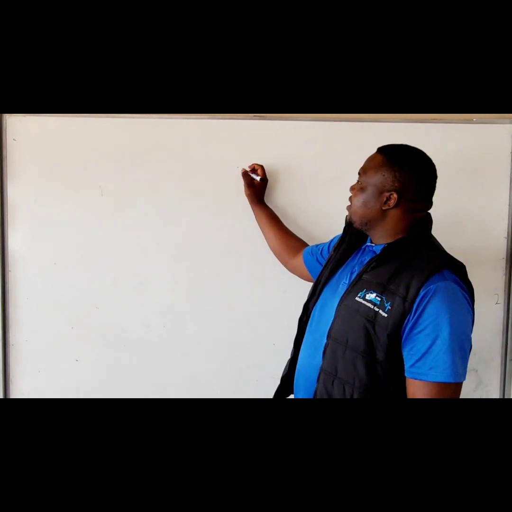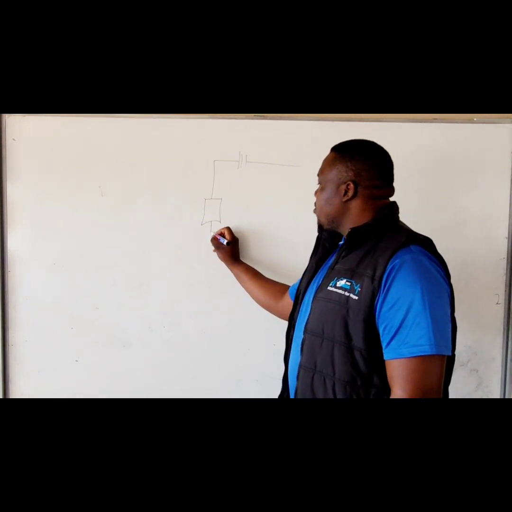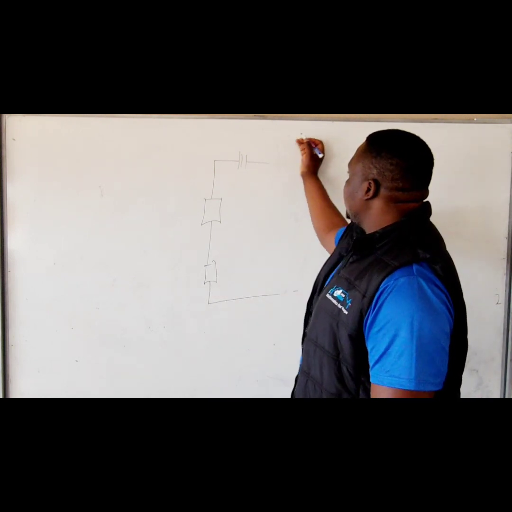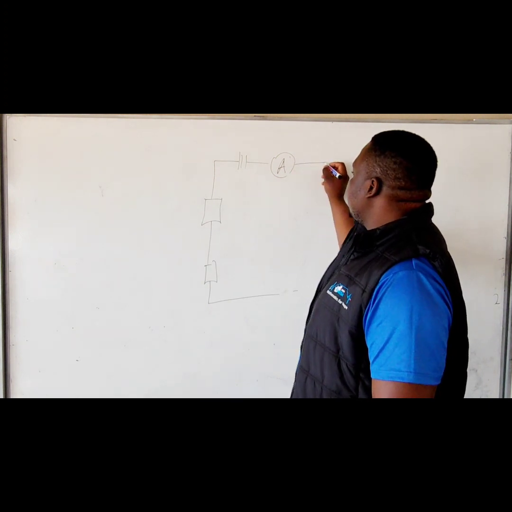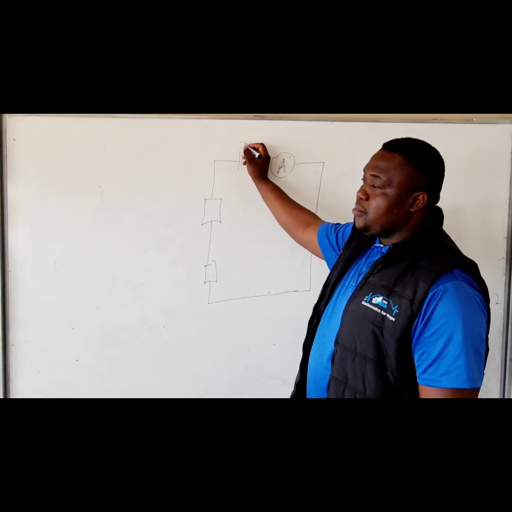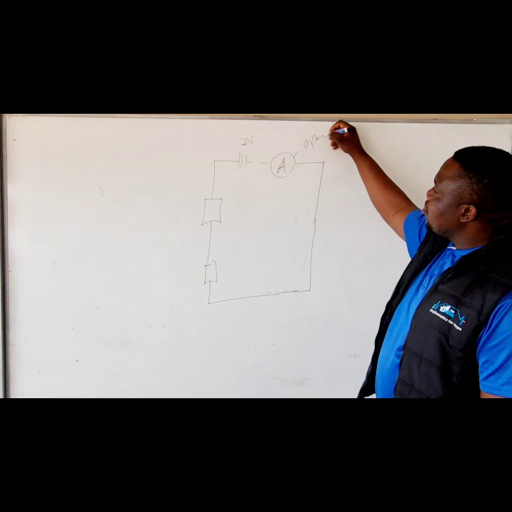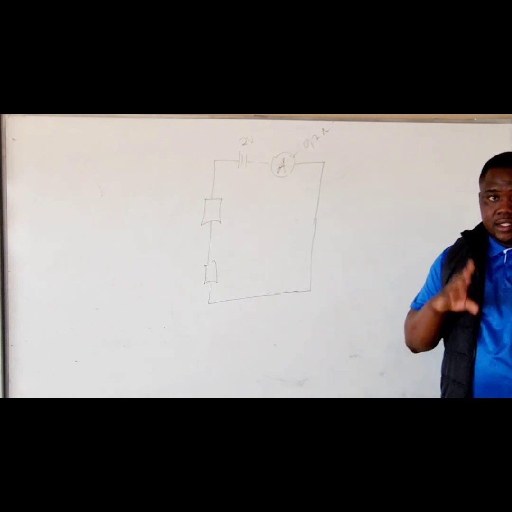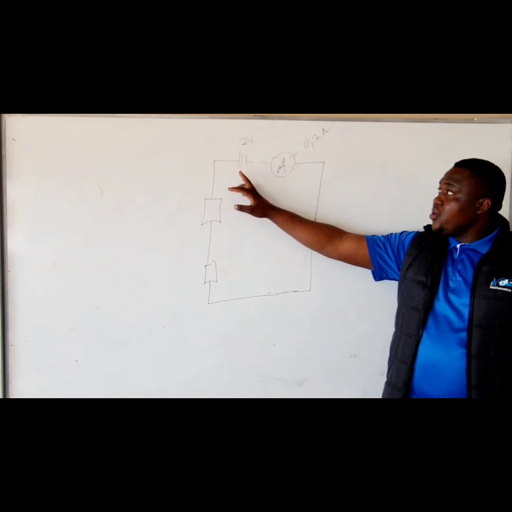Okay, let's say we have this electric circuit, which have got A, which is like that. Can you see this electric circuit? It has a battery of 2 volts, right? The current is 0.2 amperes. This is an ammeter. Okay, let's interpret, right? The total energy that this battery is going to supply in this scenario is how much?